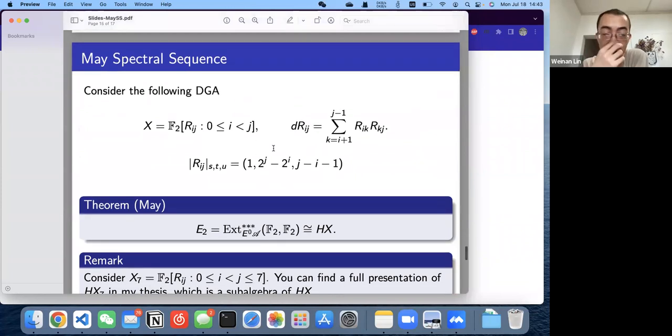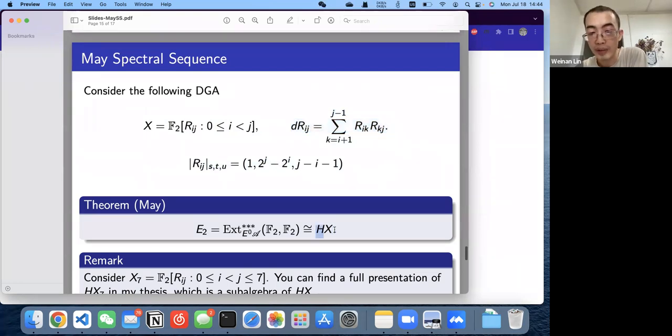So here, in my thesis, I was studying the May spectral sequence. If you consider the E2 page of the May spectral sequence, by the thesis of May, the E2 page can be computed by the homology of a DGA X. And what kind of X is this? It's an algebra, and X is actually kind of simple. X is a polynomial algebra. It has infinitely many generators with double indices. But it's the differential which is kind of complicated. It does not look complicated, but the complexity comes from the fact that you have infinitely many of them. And that makes things kind of complicated.